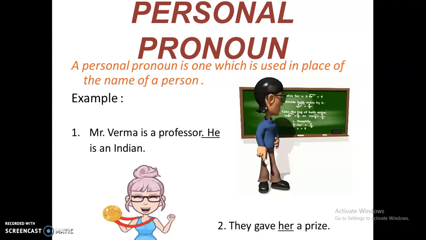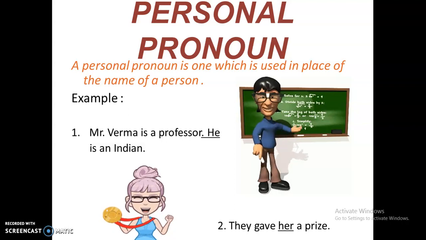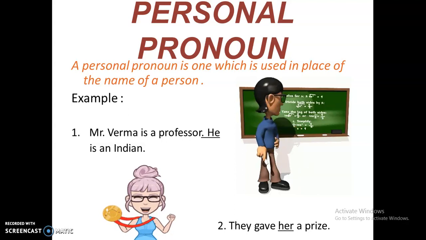Second sentence. They gave her a prize. So, here her refers to the girl to whom a prize has been given. Here her is a personal pronoun.